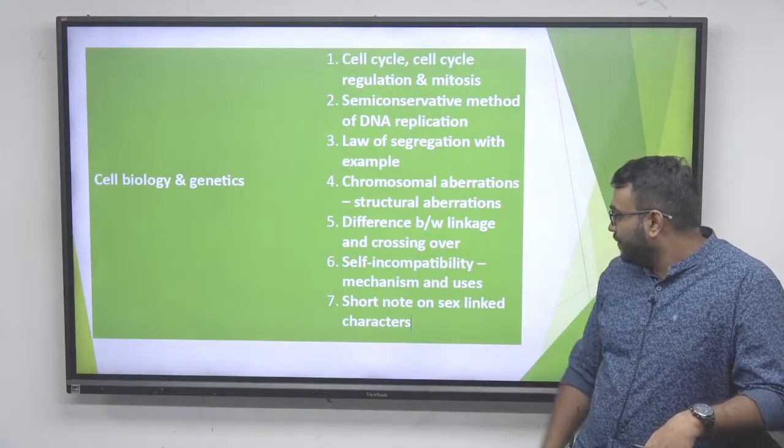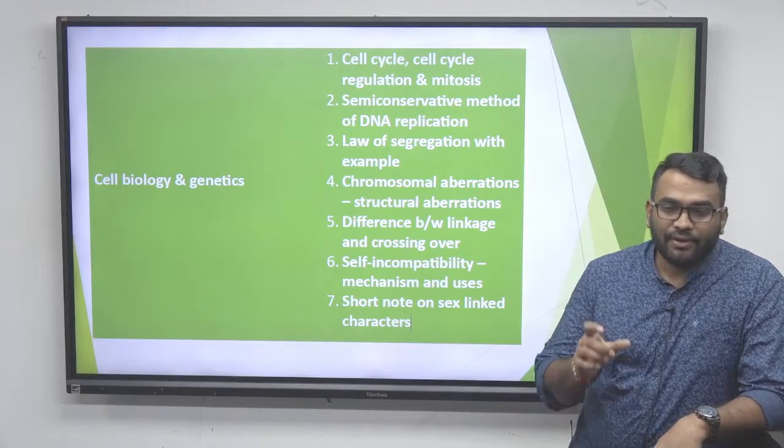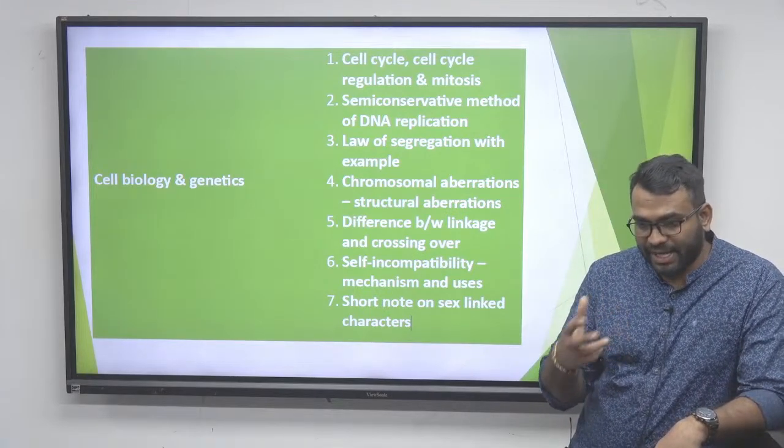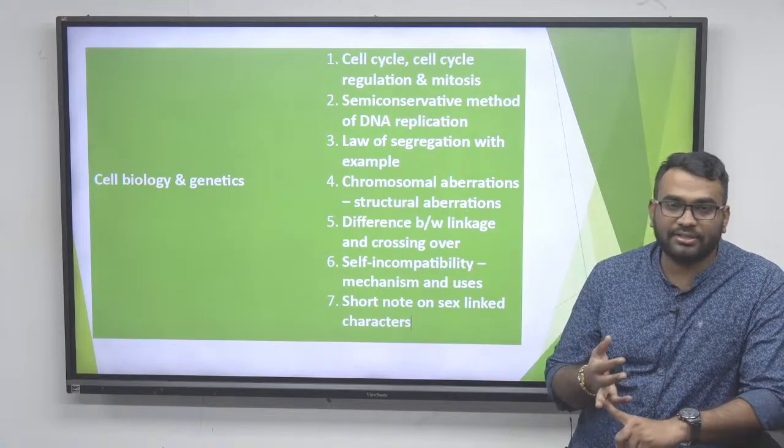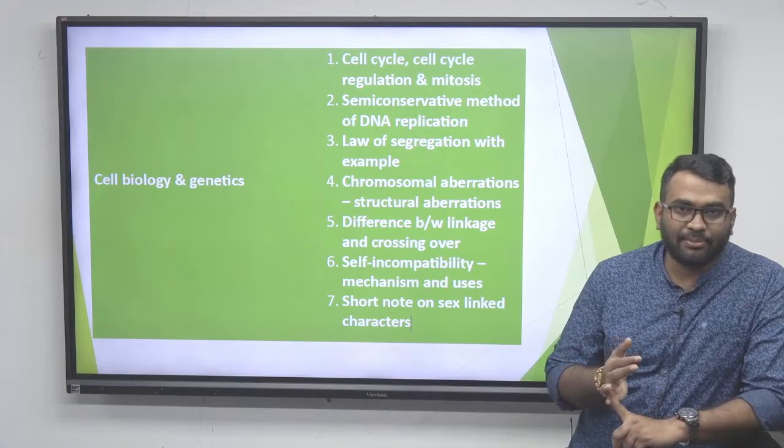Next one is self-incompatibility. Here you have to understand the concept of it and what the mechanisms are. In these mechanisms, you have to understand both at the cell level and at the gene level. So these two things are important here.